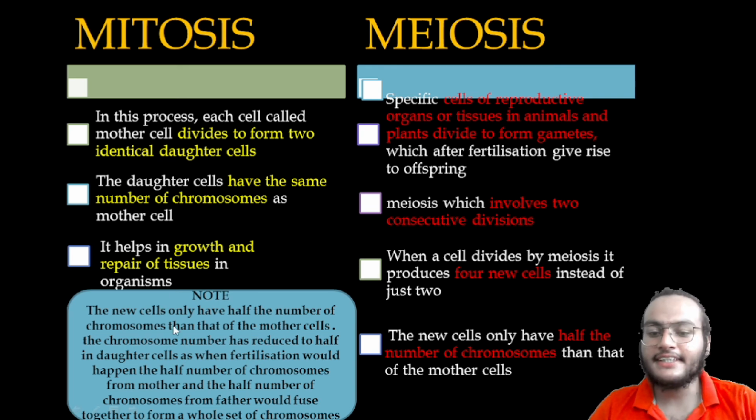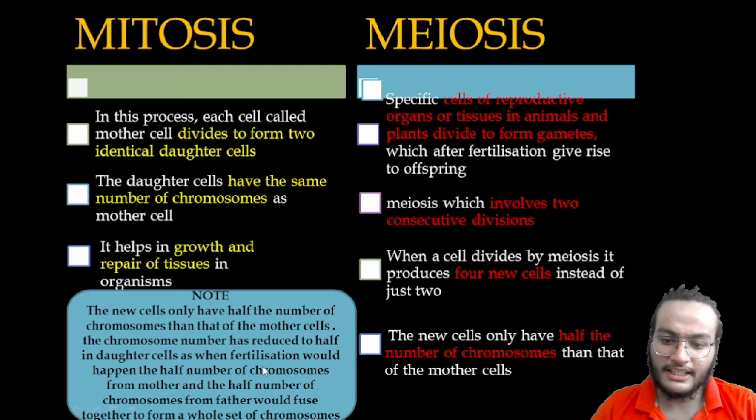Now why is it half number of chromosome? Because while fertilization, when the two cells fertilize or fuse together, there will be half number of mother chromosome and half number of father chromosome, which will fuse together to form a whole set of chromosome. Okay.